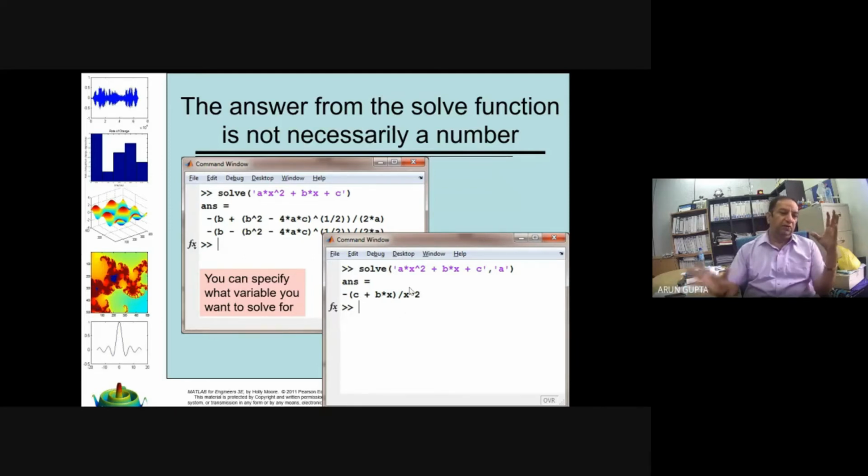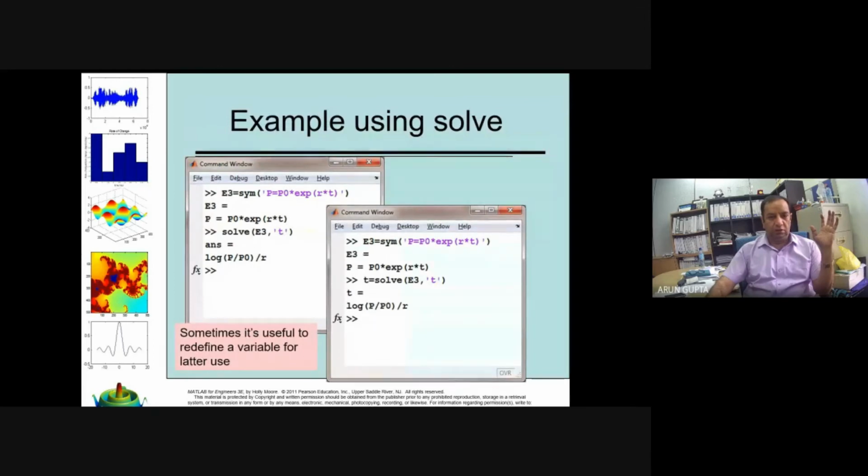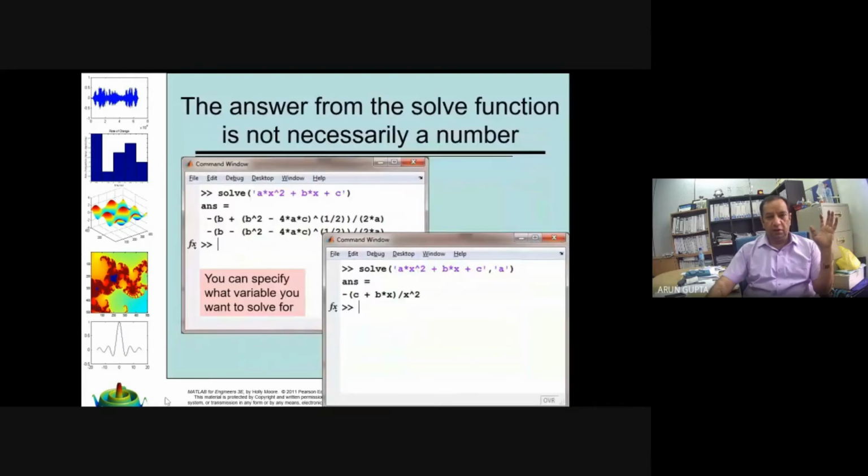So basically for solve, you give MATLAB the equation, then you say what you want, solve for what. Then it will rearrange the equation. Then there is one more step: you replace all the symbols with the numbers and then you can get the answer. Okay. So minus c plus bx upon x square is what you will get to calculate a. All right, so I think until here is done.